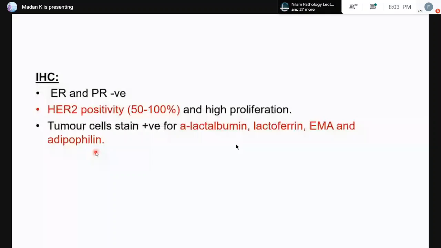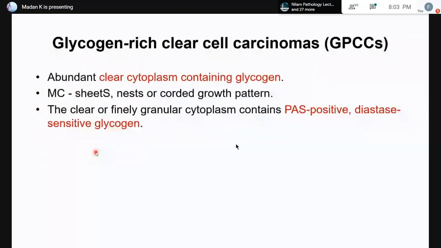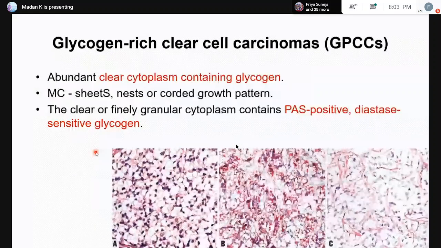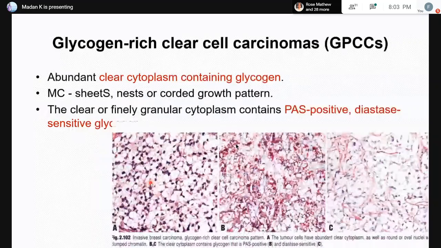Then moving ahead with glycogen-rich clear cell carcinomas, here the tumor cells have abundant cytoplasm which contains glycogen, which is PAS positive and diastase sensitive on special stains. This is a photograph showing the cells with abundant clear cytoplasm which contains glycogen, which is PAS positive and diastase sensitive. This is the picture showing the same.